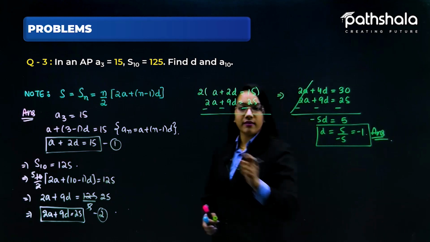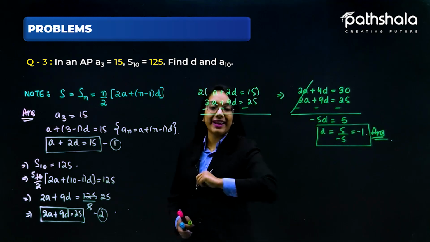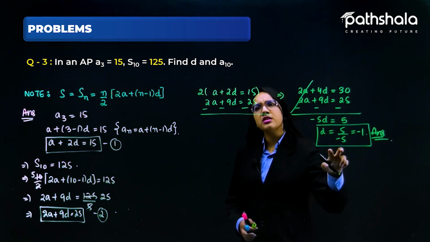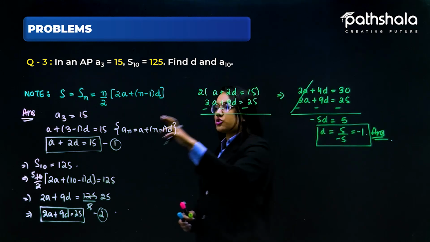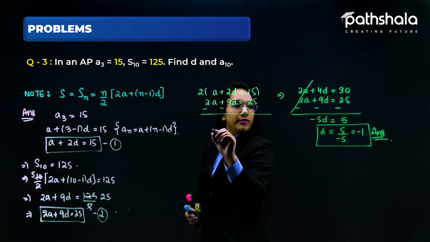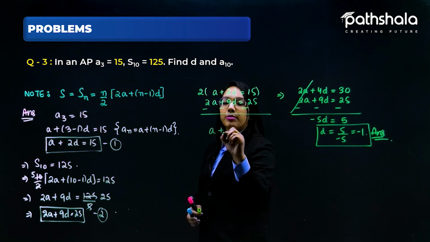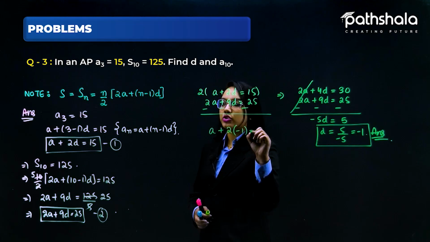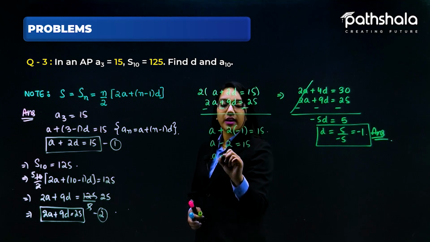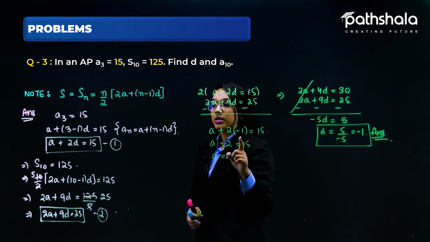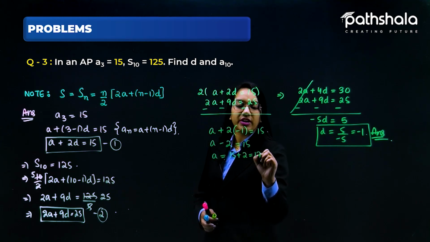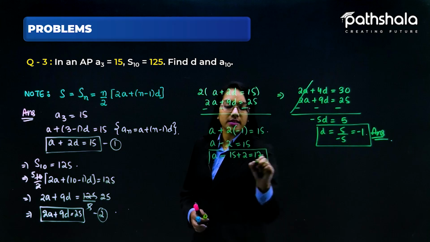And next we have to find the value of a10. In order to find a10, we have to find a. So if d is minus 1, let's plug it into any of the equations. Let me plug it into equation number 1. From this we get a plus 2 times d, which is minus 1, equal to 15. So a minus 2 equals 15, meaning a is 15 plus 2, which is 17. So we get a as 17.